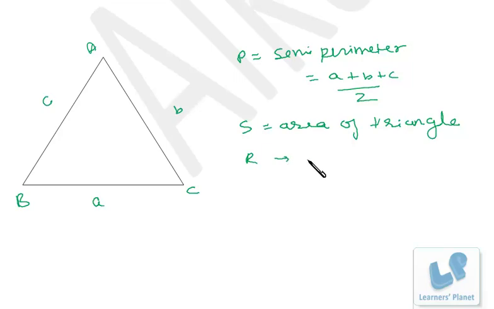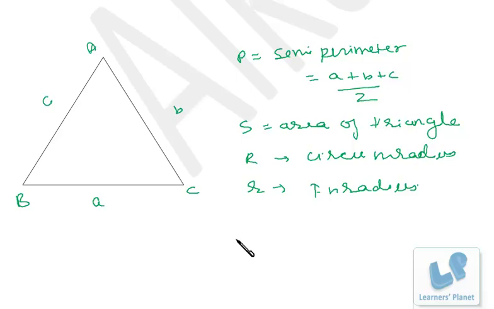Okay, R is circumradius, right? We have discussed circumcircle, circumcenter, so this will be circumradius, and the small r is suppose inradius. Now certain formulae or concepts you need to keep in your mind.